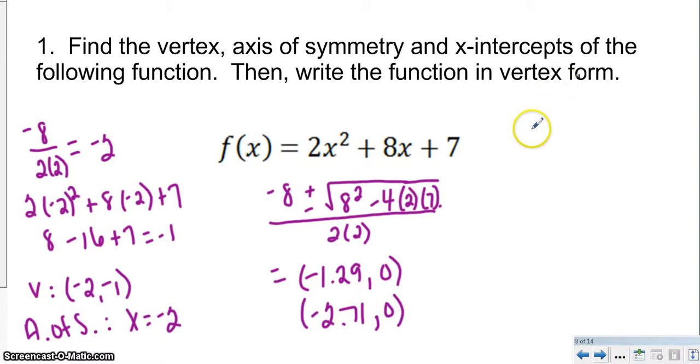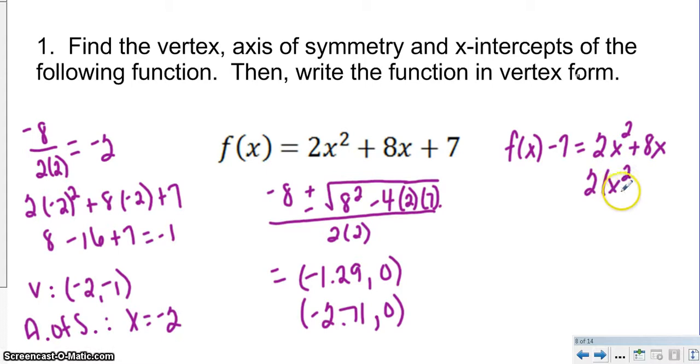Last step is to write this in vertex form. So remember, with vertex form, move your constant first. And then this one is slightly different than the last one. When you are finding vertex form by completing the square, you do need to remove the a. So factor out the a as your second step here. So if I factor out an a, my a value, which is a 2, I'm left with x squared plus 4x.